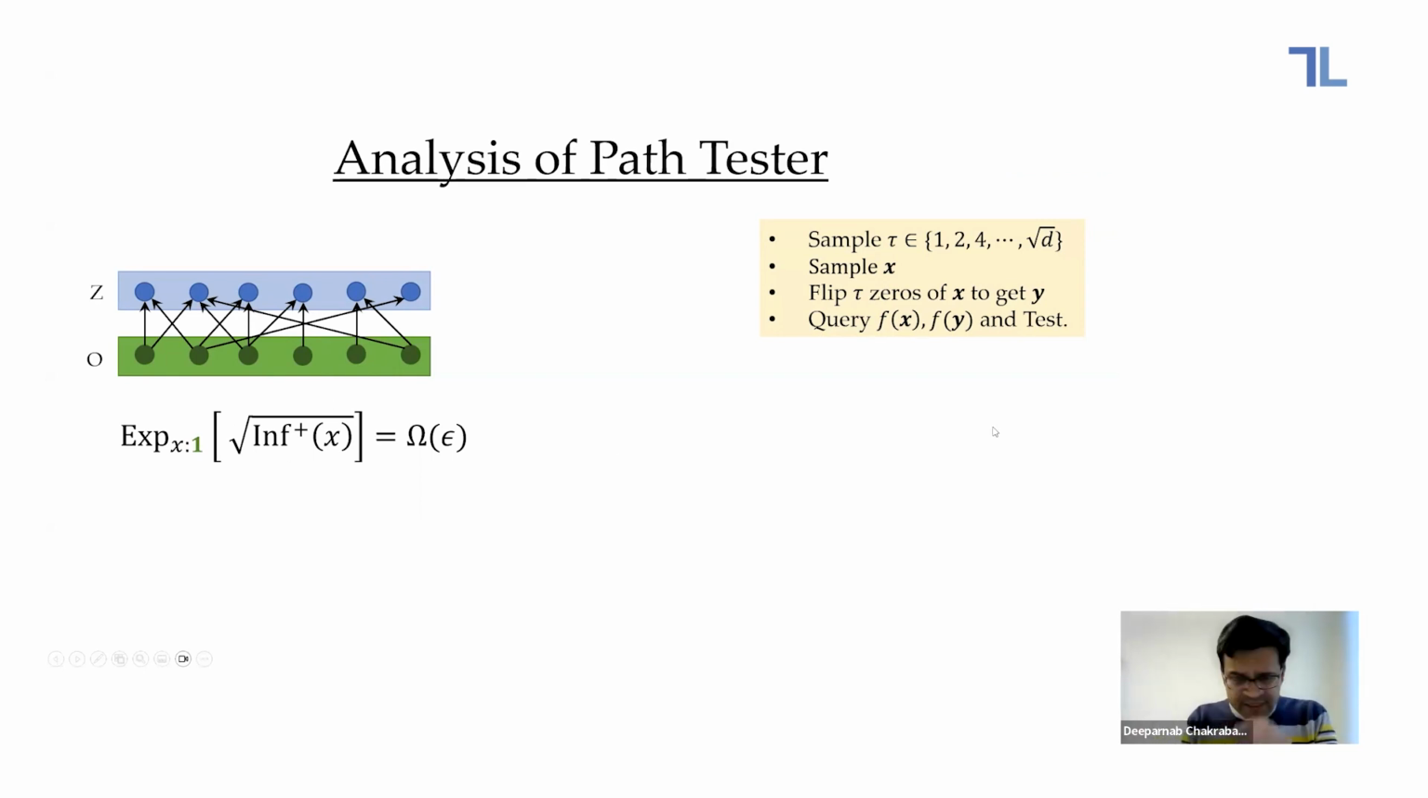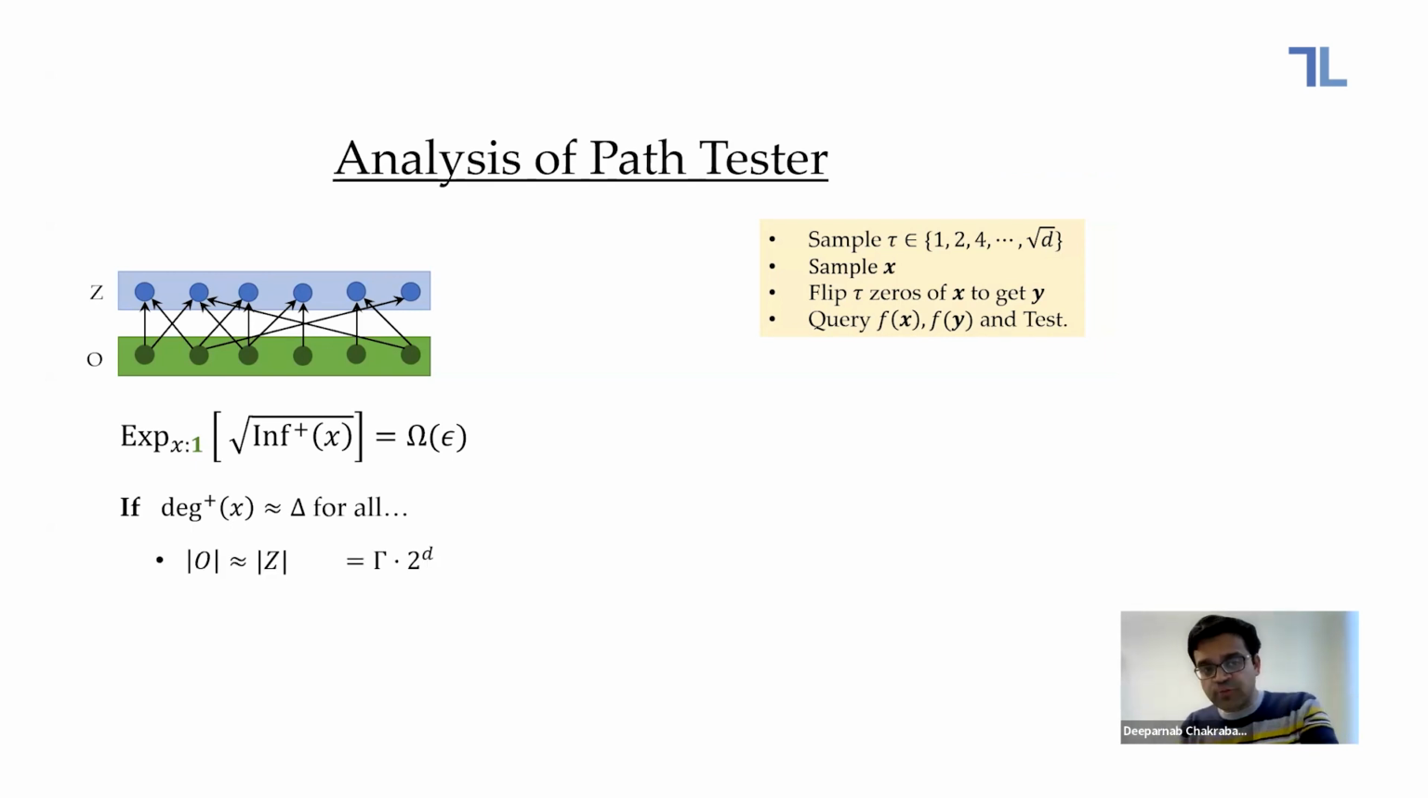Okay, so for now, assume, and this is a big if, assume that all the out-degrees and in-degrees, not just out-degrees, all these degrees in this bipartite graph are the same or roughly the same. Let's call it delta. This is a big if, but let's see if this was true, why does it imply a square root D tester? If the graph is basically regular, then I get that the sizes of O and Z, the number of ones, the out boundary of ones and the in boundary, are roughly the same. And that's roughly gamma, the vertex boundary, times 2 to the D. So that's the size of this.